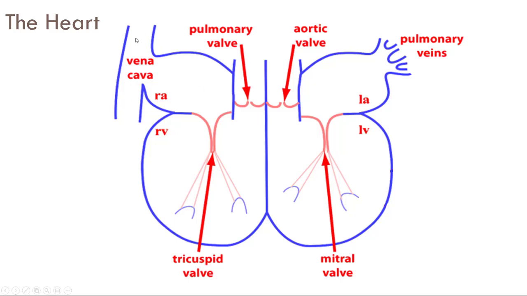So we have the vena cava. This is the blood return that's collecting. So all of your veins, I think of them as tributaries to a river, all end up here in the vena cava, and all of this blood ends up in the right atrium.